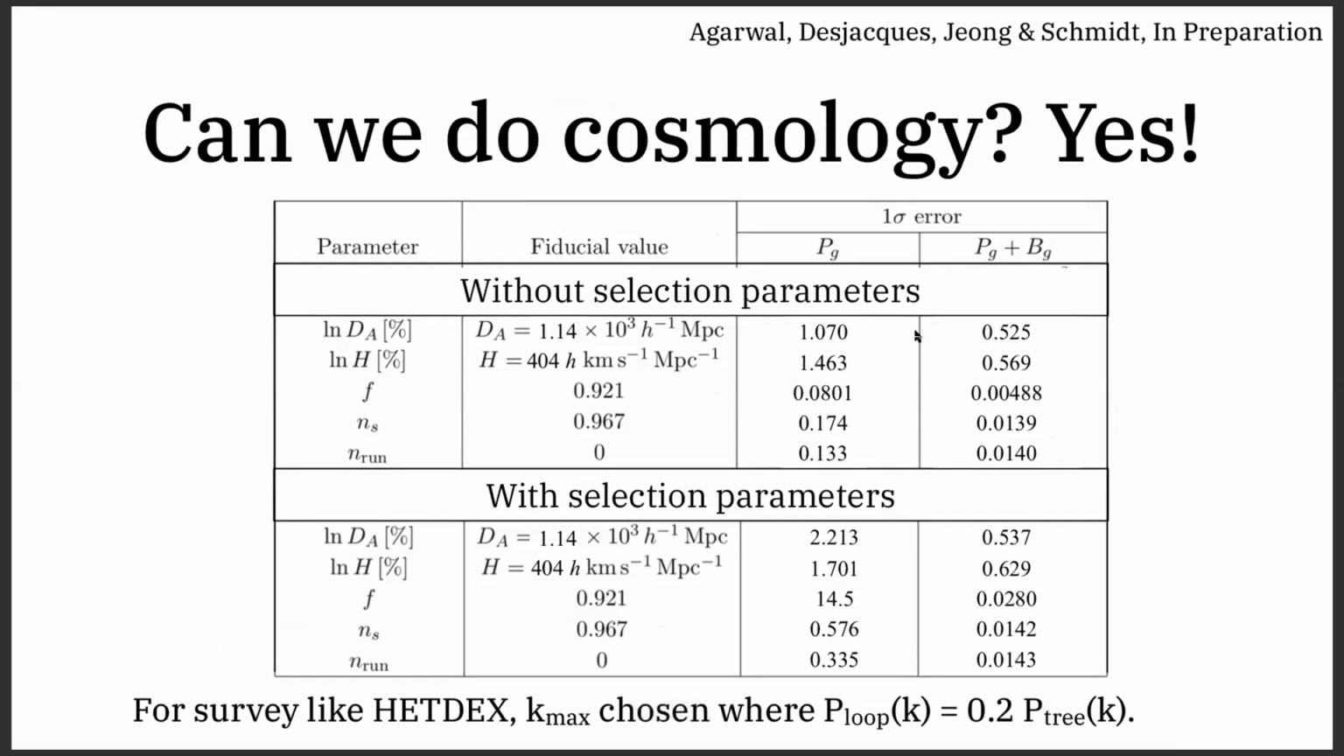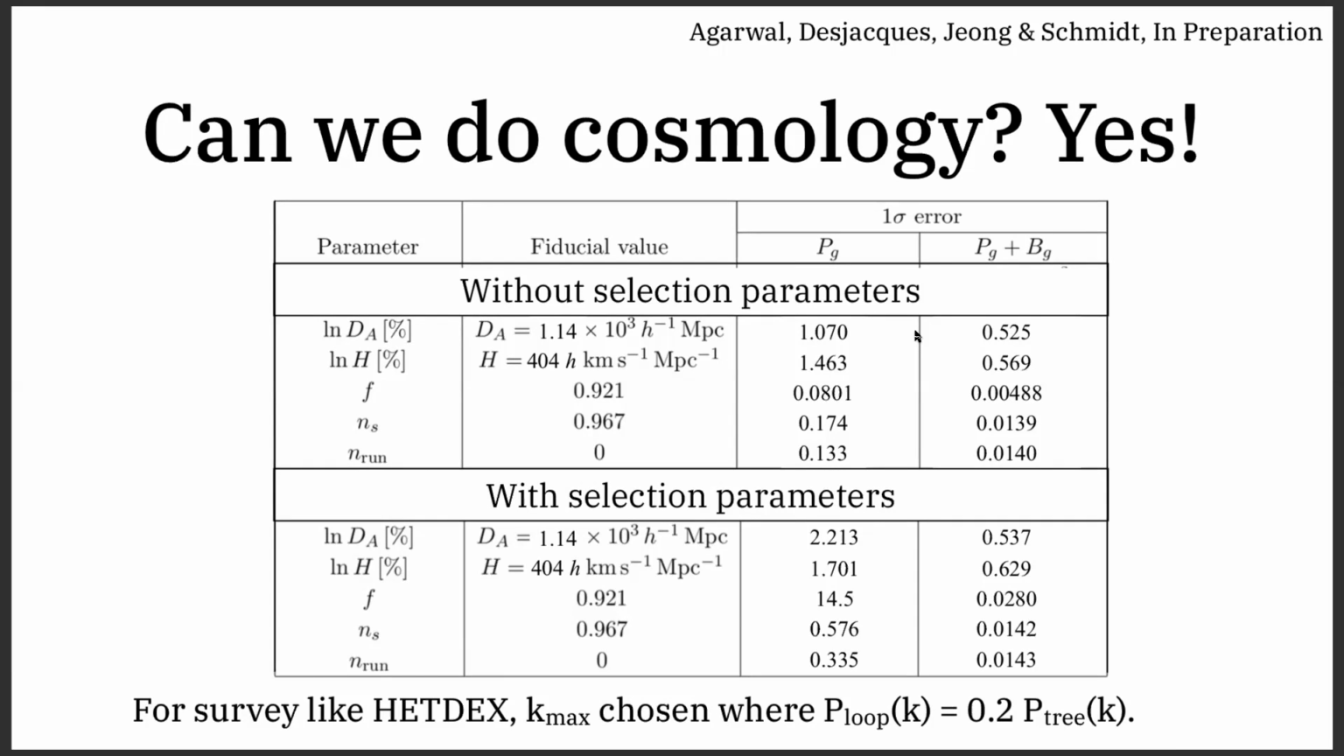So in this new paper that is in preparation with my former postdoc, Nishan Agarwal, we check if we can still do the cosmology after marginalizing over these 22 bias parameters, including selection effect.